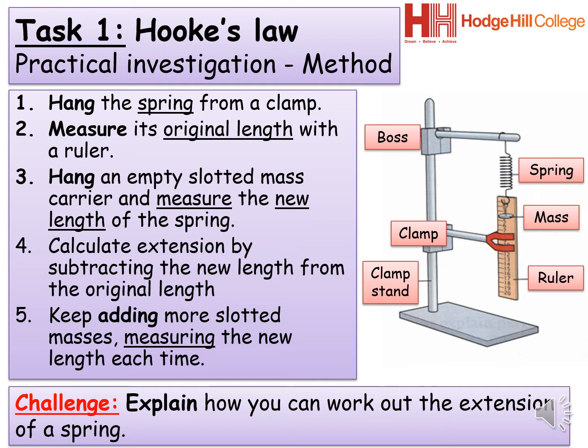And as I said earlier, the slotted mass carrier has a mass of around 100 grams. You will then subtract the original length from the new length, and that will give you the extension of the spring with approximately 100 grams. And you will keep adding on 100 grams and measuring the new length and calculating the extension every time you add on 100 grams.